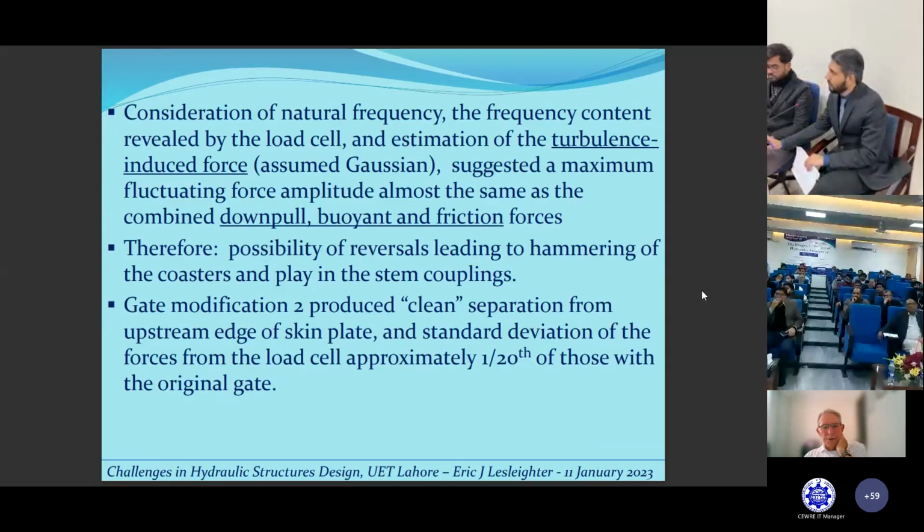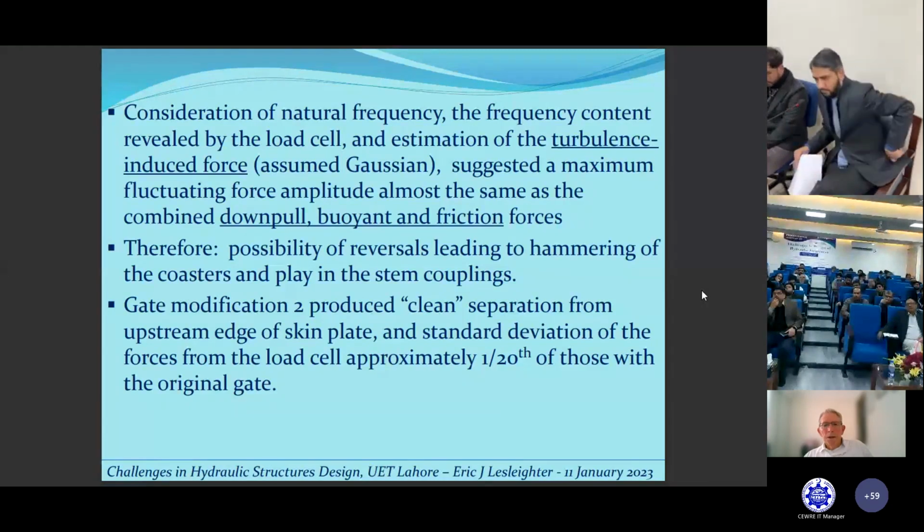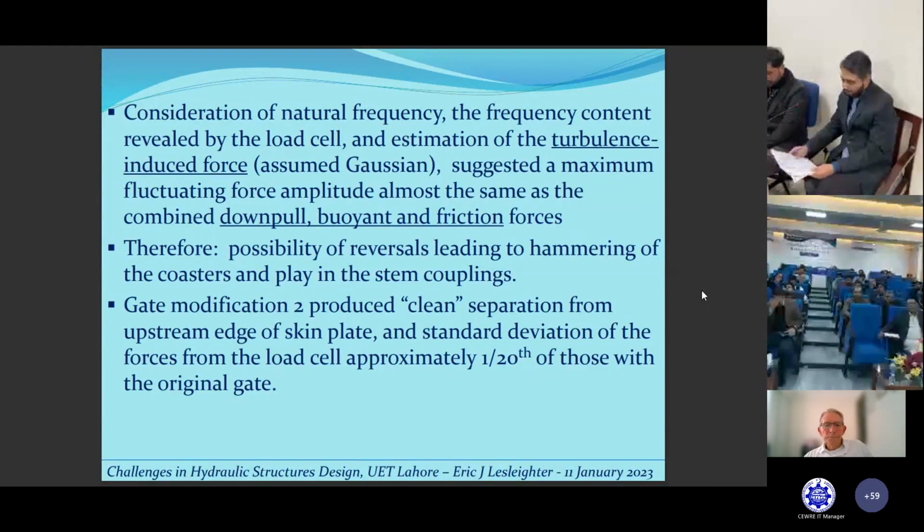Sorry. Okay, the original gate had unstable separation of the gate bottom. There was the self-exciting vibration which could occur. We wanted to avoid that. This is a mechanism that has been described by others, such as Coltman in 1976. Considering the natural frequency and the turbulence-induced force, the maximum fluctuating force amplitude is almost the same as the downpull force, so we had to have major modifications to the gate shape on the bottom of this Wivenhoe structure in Australia.